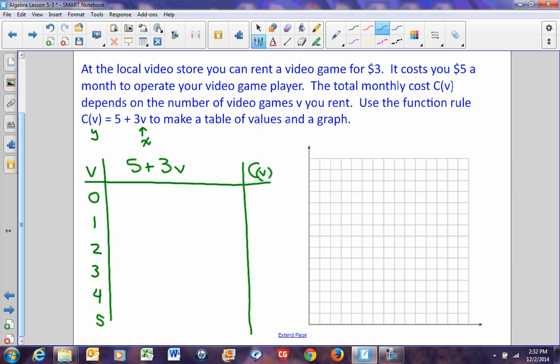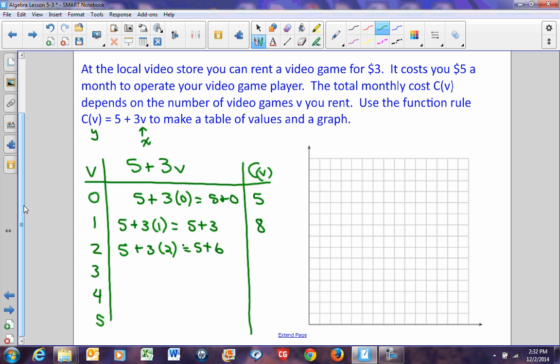If I rent no video games at all, I have 5 plus 3 times 0. That's going to be 5 plus 0, which is 5. It will cost me $5 to operate my video player. If I rent one movie, I'm going to have 5 plus 3 times 1, which is going to be 5 plus 3. It will cost me $8. If I rent 2 videos, 5 plus 3 times 2, which is going to equal 5 plus 6, which is 11. If I rent 3, 5 plus 3 times 3, which is 5 plus 9, which is 14.